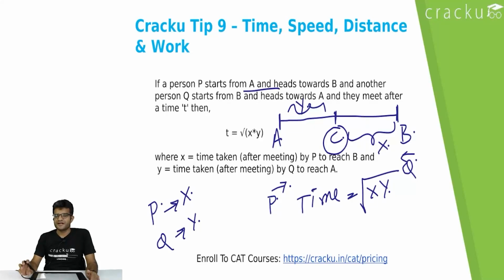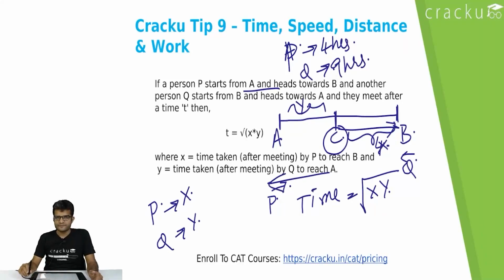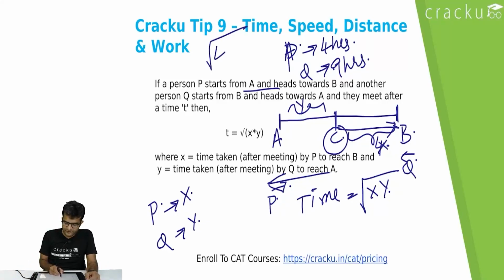This is important because this will help us in calculating the ratio of the speeds of P and Q. Suppose for example that A and B are going towards each other, and suppose after meeting each other, A takes 4 hours to go to B. That is P, the first guy, after reaching C, he is taking 4 hours. And the second guy, Q, after he leaves C, he is taking 9 hours to go to A. Then the time that both of them have taken to actually reach C in the first place is equal to square root of 4 into 9, which is equal to square root of 36, which is equal to 6 hours.